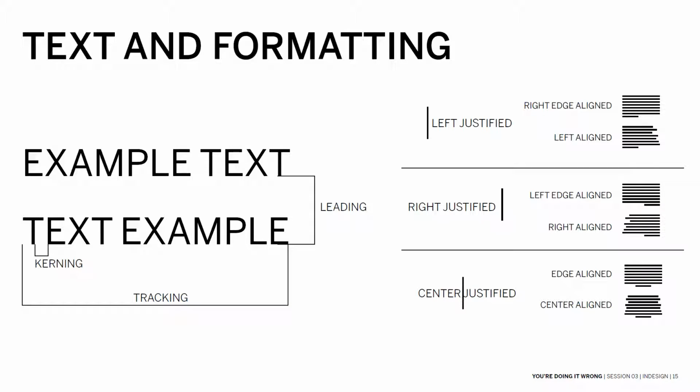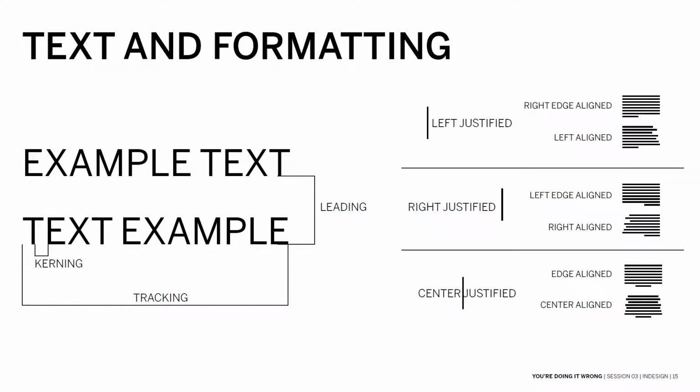Then it gets to justification. This is really important when you're modifying and customizing text on your spreads. Left justified, and there are two types of left justification. There's left justified with the right edge aligned, which means that all of your text will align on both the left and the right side, and then the last line will be left as is. And then just regular left aligned, where the text isn't going all the way to the edge, but when text becomes too long, it goes to the next line.